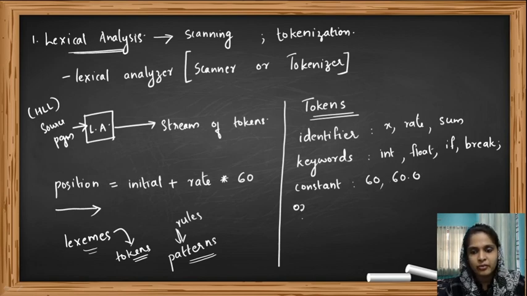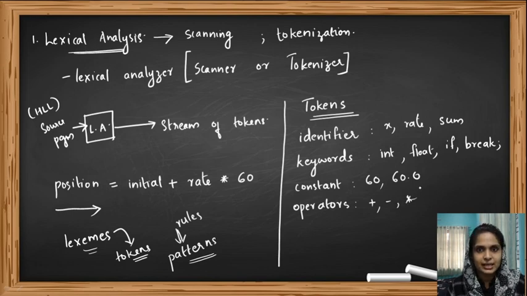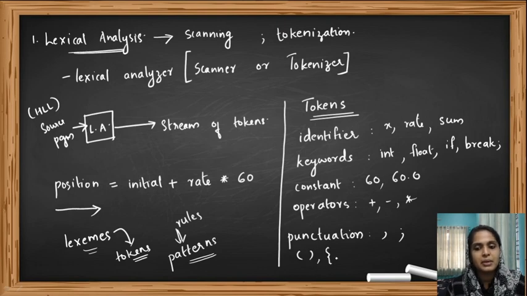Now another kind of token is operators. For example, addition operator, subtraction operator, multiplication, less than or equal to, greater than or equal to, all these are examples of operators. And the last type of token is punctuation. Punctuations means comma, semicolon, parenthesis, braces, all these are punctuations. So these are the different tokens that we can see in our program.